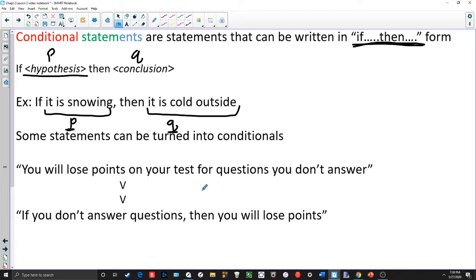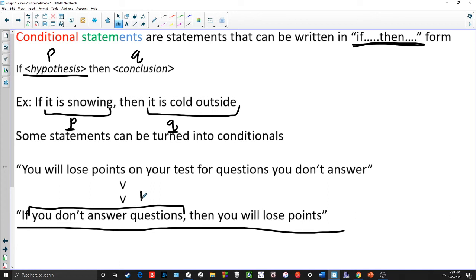So it's kind of a version of a compound statement, and you can change a lot of statements into conditionals. For example, you will lose points on your test for questions you don't answer. That's not a conditional statement itself, but you can change it to be a conditional by just flipping it around a little bit: if you don't answer questions, then you will lose points. This is essentially the same thing, just written as a conditional. You don't answer questions would be the hypothesis P, then you will lose points is my conclusion Q.